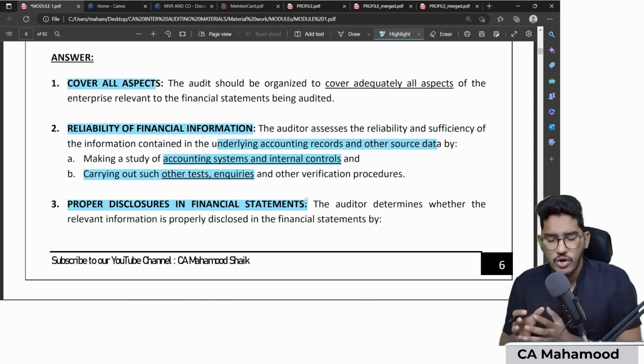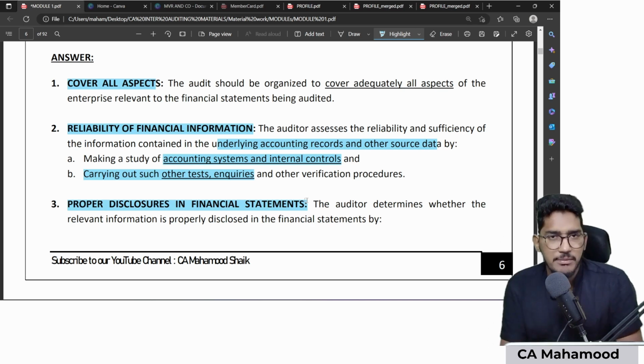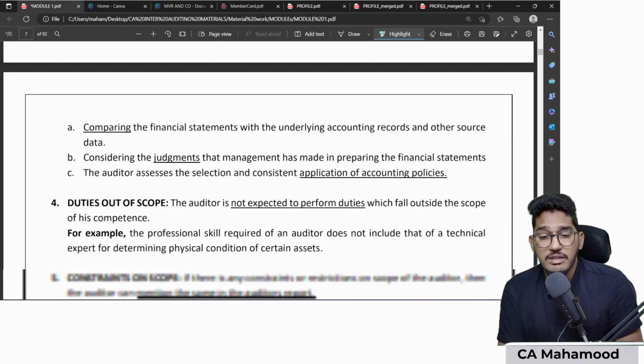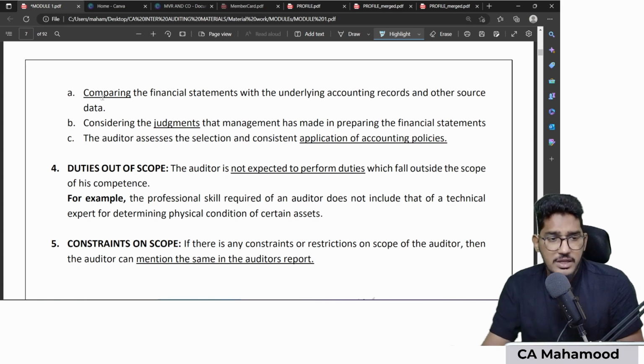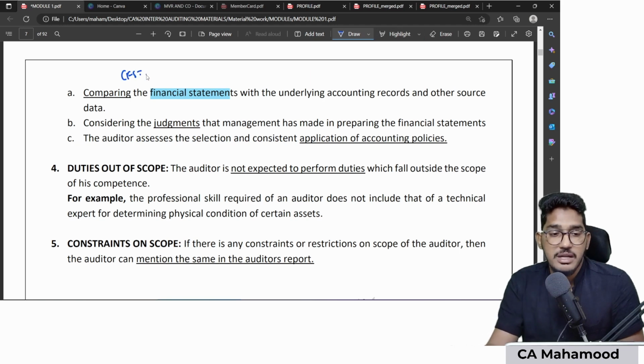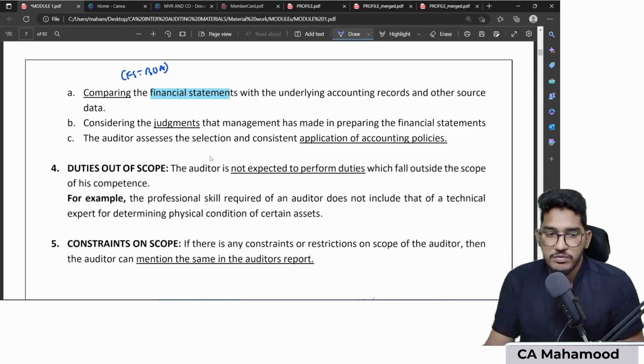In common language, I need to check whether financial statements are prepared and presented as per the applicable financial reporting framework or not. This point we already know. Now the question is, how will I come to know whether financial statements are prepared as per the applicable financial reporting framework? Just see what they are saying: comparing the financial statements with the underlying books of accounts. Once again, repetition, whether the financial statements are matching with the books of accounts or not. This point has been repeated in question number 1, the principal aspects question, and even in the scope of the audit.